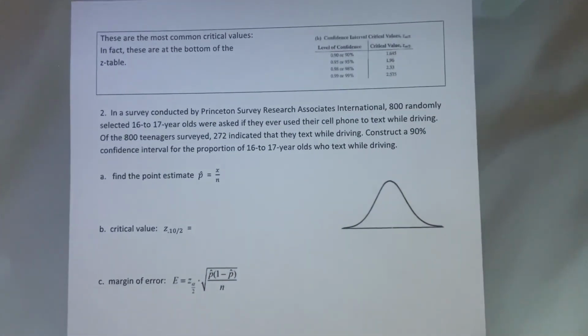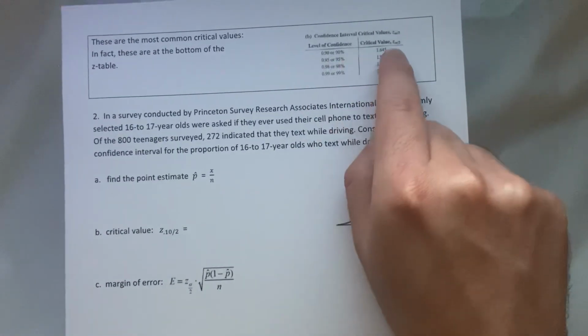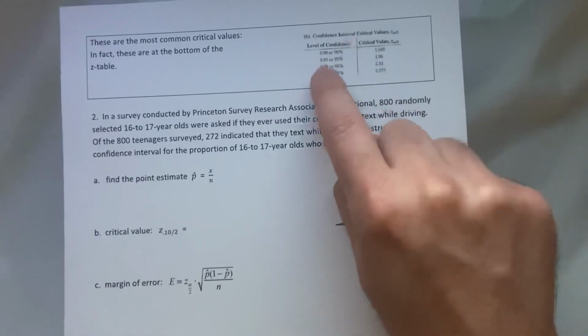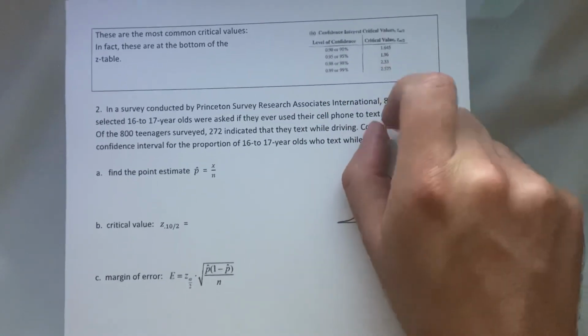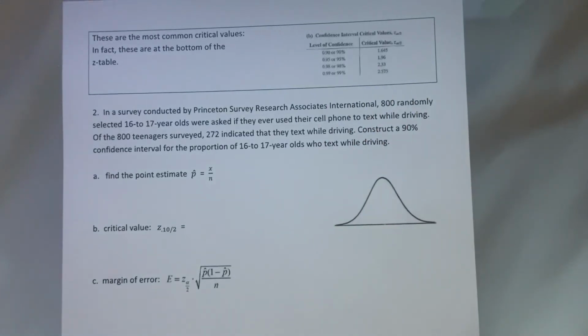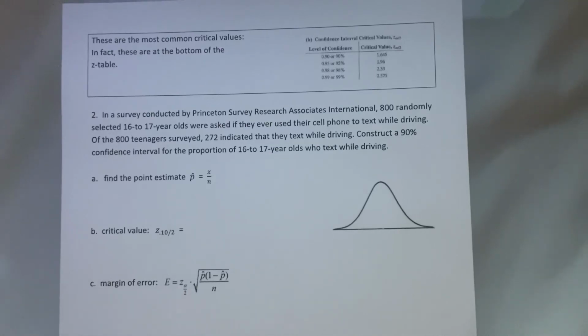Now, if you want to keep this handy when you're working on it, the most common critical values come from our most common confidence intervals. So if you have a 90% confidence interval, that number will always be 1.645. 95% will be 1.96. 98% is 2.33. 99% is 2.575. Now, in the next video, we will do some full problems, whole examples, and see how we get to our final conclusions for the confidence intervals.